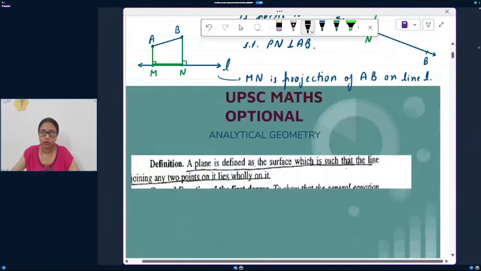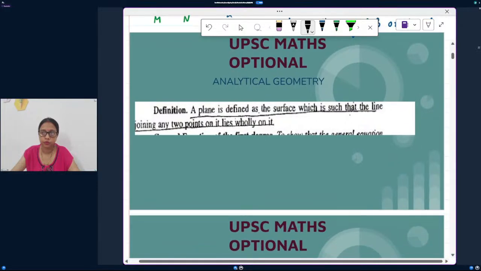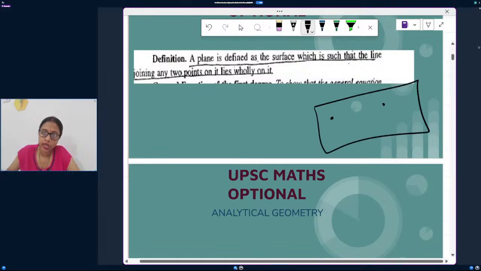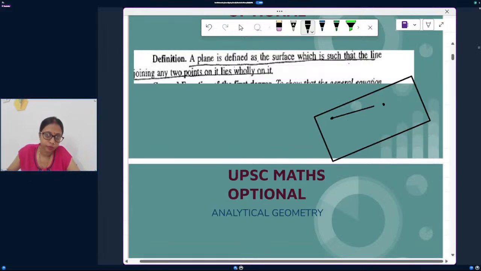Now, let's see. What is the definition of a plane? A plane is defined as a surface such that the line joining any 2 points on it lies completely on it, or lies wholly on it. That means if I take 2 points on a plane and join them with a line, then that line is completely on this surface. This is a plane.